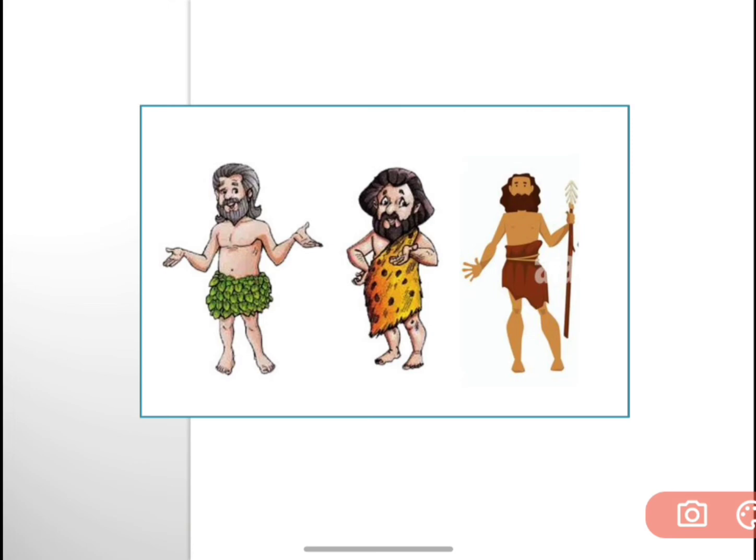Clothes, the leaves, the skin of the dead animals, the barks of the trees, all these, from where are they getting them? From nature, isn't it? So they are collecting things from nature, and that's why they worship nature. So these are the beliefs of the early humans.